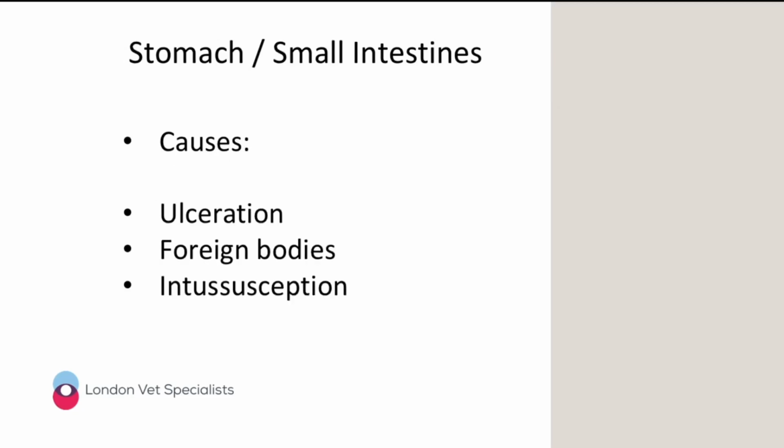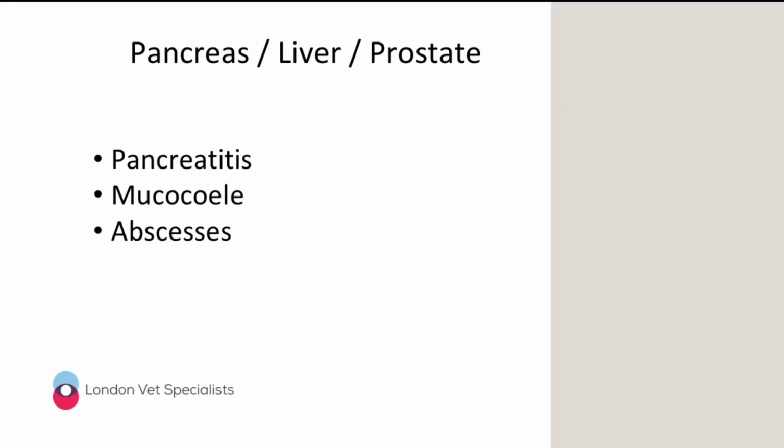We're going to talk a little bit about how gastric and small intestinal ulceration might appear on ultrasound, and also how to detect gastric and small intestinal foreign bodies. We'll talk briefly about intussusceptions and about how they look on ultrasound. And we'll also just mention briefly the sorts of abnormalities you might find in the pancreas, the liver, and the prostate that might be responsible for an acute abdomen, more specifically pancreatitis, mucocele, and also abscesses.